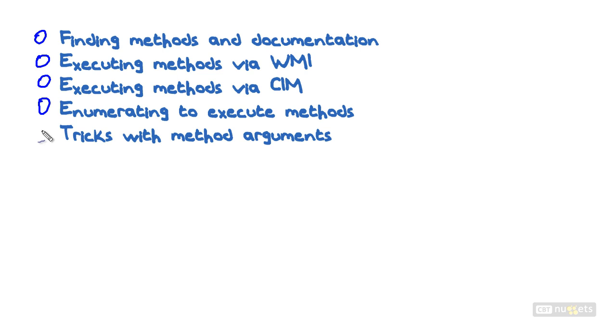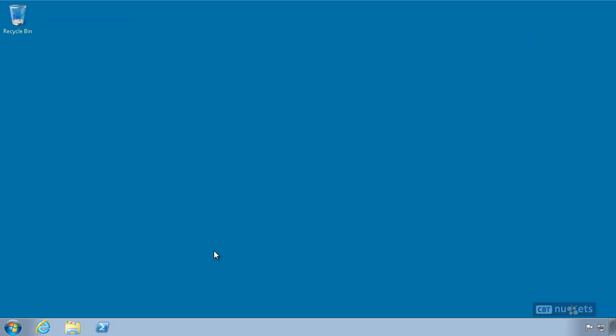We're also going to get into some tricks with method arguments. There's a few methods in here that are a little bit picky and have a lot of arguments and use some weird syntax to approach it. So I want to make sure you see all these things so that none of them create an issue for you when you start working with them in your job. Let's begin on my Windows 7 computer in PowerShell version 2.